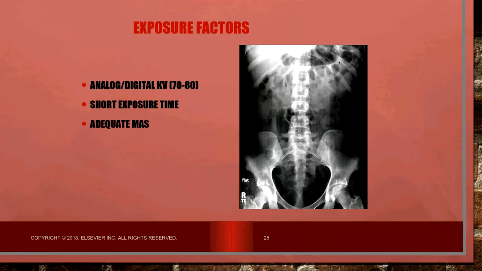As far as our exposure factors, on analog or digital, we're typically between 70 to 80 kVp. Again, you always want the shortest possible exposure time, which means you're going to use a higher mA station. And you have to utilize an adequate amount of mAs in order to penetrate a sufficient quantity of photons to penetrate the patient's abdomen. All right.